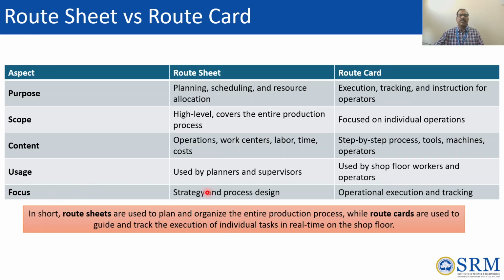What is the focus? Strategy and process design is the focus for the route sheet. But for the route card, it is operational execution and tracking. In short, what is the difference between route sheet and route card? Route sheets are used to plan and organize the entire production process, while route cards are used to guide and track the execution of individual tasks in real time on the shop floor. So I hope you are clear about the difference between route sheet and route card.